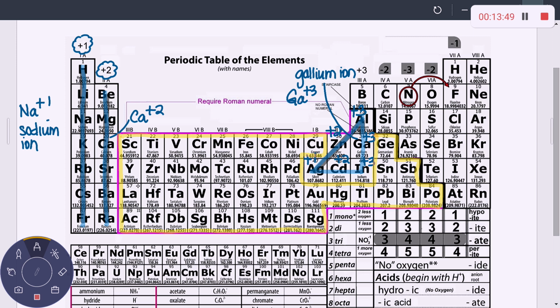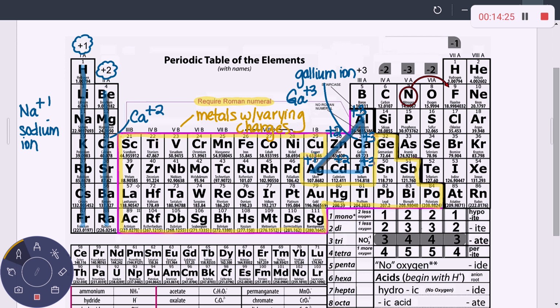Everything here in the middle outlined in yellow, when you name them, they require a Roman numeral. Why do they require a Roman numeral? That's because all of these metals have varying charges. They could be +1, +2, +3, +4. It just depends. So that means we have to include a Roman numeral when we're given the charge, or if we're calculating the charge, which I'll show you in a little bit. We also have to figure out what that Roman numeral or charge would be.